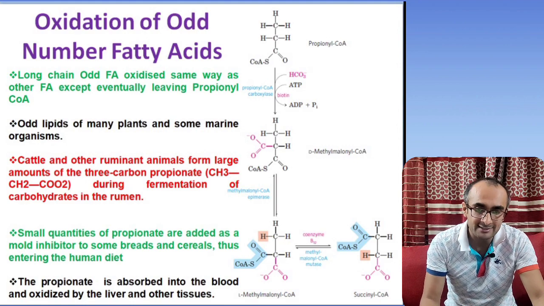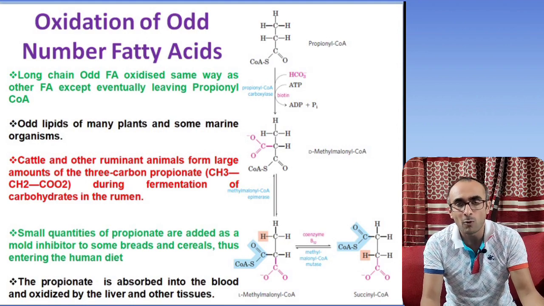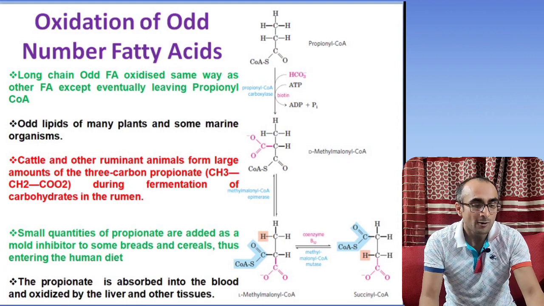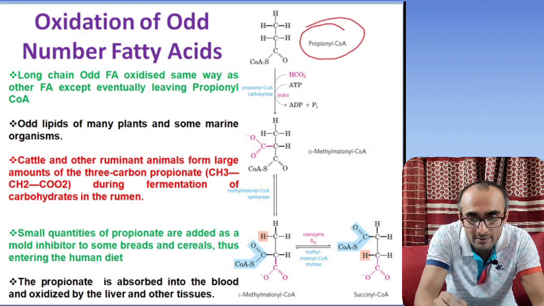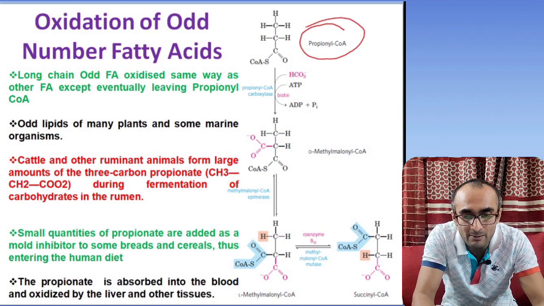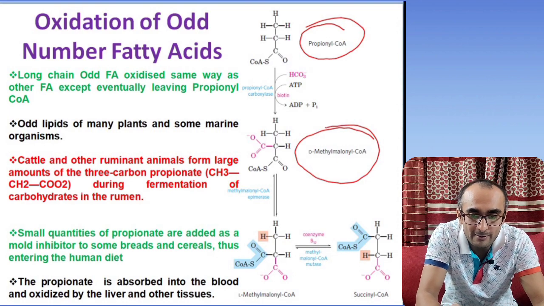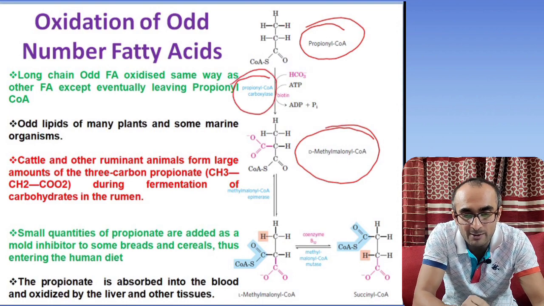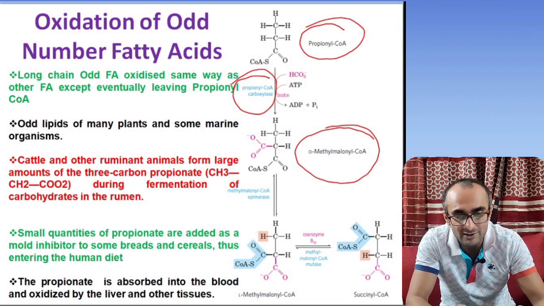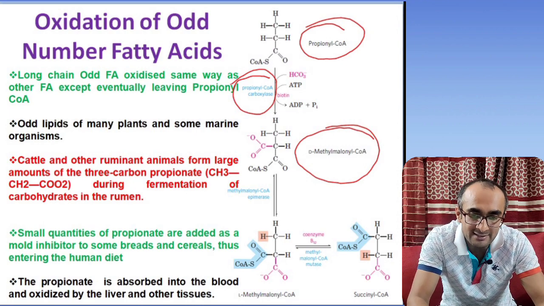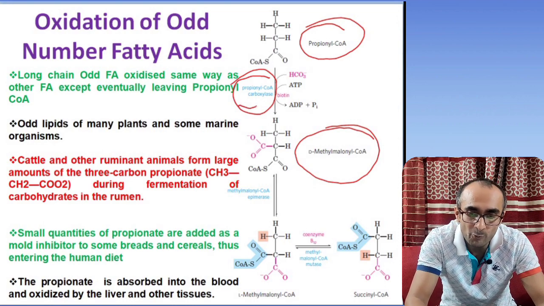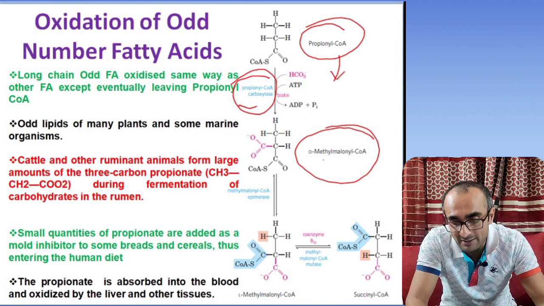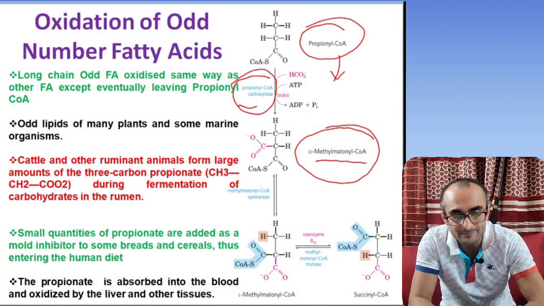Propionate. So when propionate is there, either from a food source or by oxidation of odd number fatty acids, this propionyl coenzyme A is converted into D-methylmalonyl coenzyme A by an enzyme called propionyl coenzyme A carboxylase. So this is a carboxylation reaction, and biotin, vitamin H, is a cofactor for this propionyl coenzyme A carboxylase, where propionyl coenzyme A is carboxylated and forms D-methylmalonyl coenzyme A.